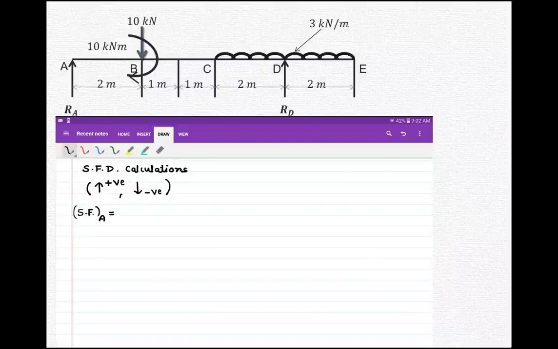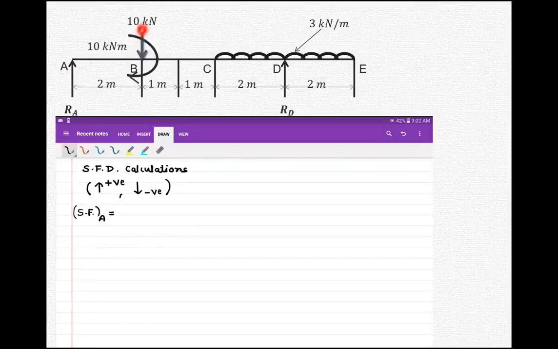Now let us start with shear force diagram calculations. The convention that we have used is upward forces are considered as positive, whereas downward forces are considered as negative. So for calculation, let us see first at point A there is an upward acting force, that is reaction at A, so it is positive. At B left there is no other force that is acting between A and B, so whatever is the shear force at A, the same will be acting at B left.